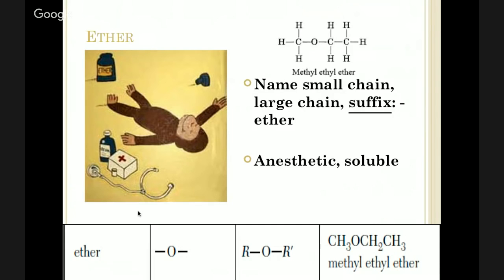Important things about ether is that they're anesthetic, and if the O is close to the end of a chain, it could be soluble. Anesthetic means it puts you to sleep so we can do surgery. The thing is, we don't really use it anymore because it also makes you sick.